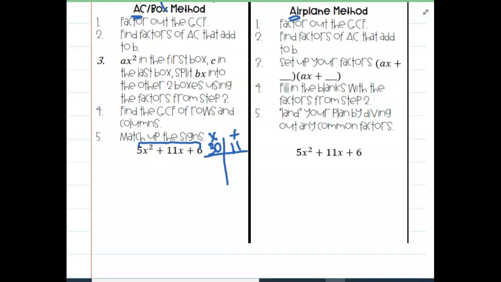So what are some things that multiply to give you 30? 5 and 6. And guess what? 5 plus 6, there we go. Found it the first time around. That part's the same as last week. Okay, that's the AC part. Now comes the box part.